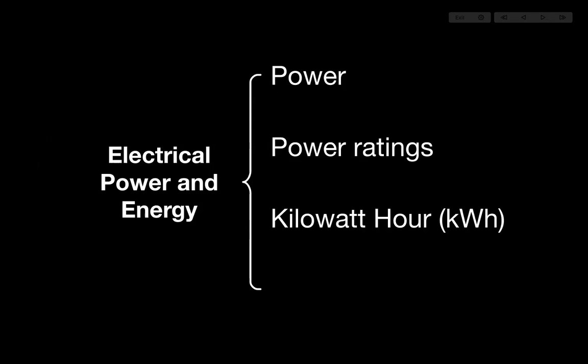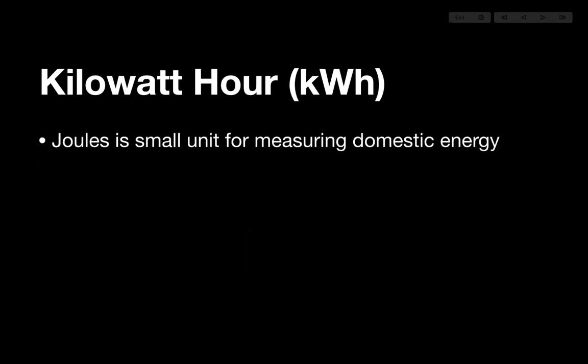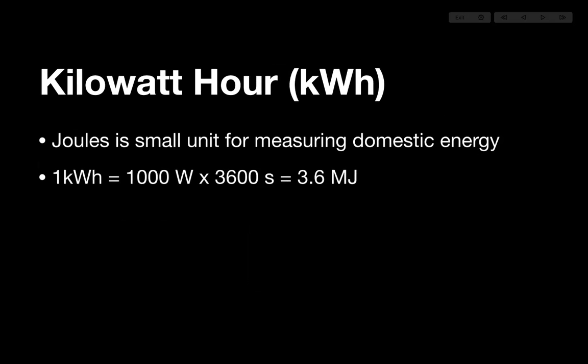Now let us look at another unit of energy called the kilowatt hour. The joule is rather a small unit when it comes to measuring domestic energy demand. We really consume much larger amounts of energy, so we need a bigger quantity. So we use an alternate unit of energy, which is called the kilowatt hour, or kWh. Now, 1 kilowatt hour is simply defined as the power of 1 kilowatt transferring energy for 1 hour. And it is given by this equation.